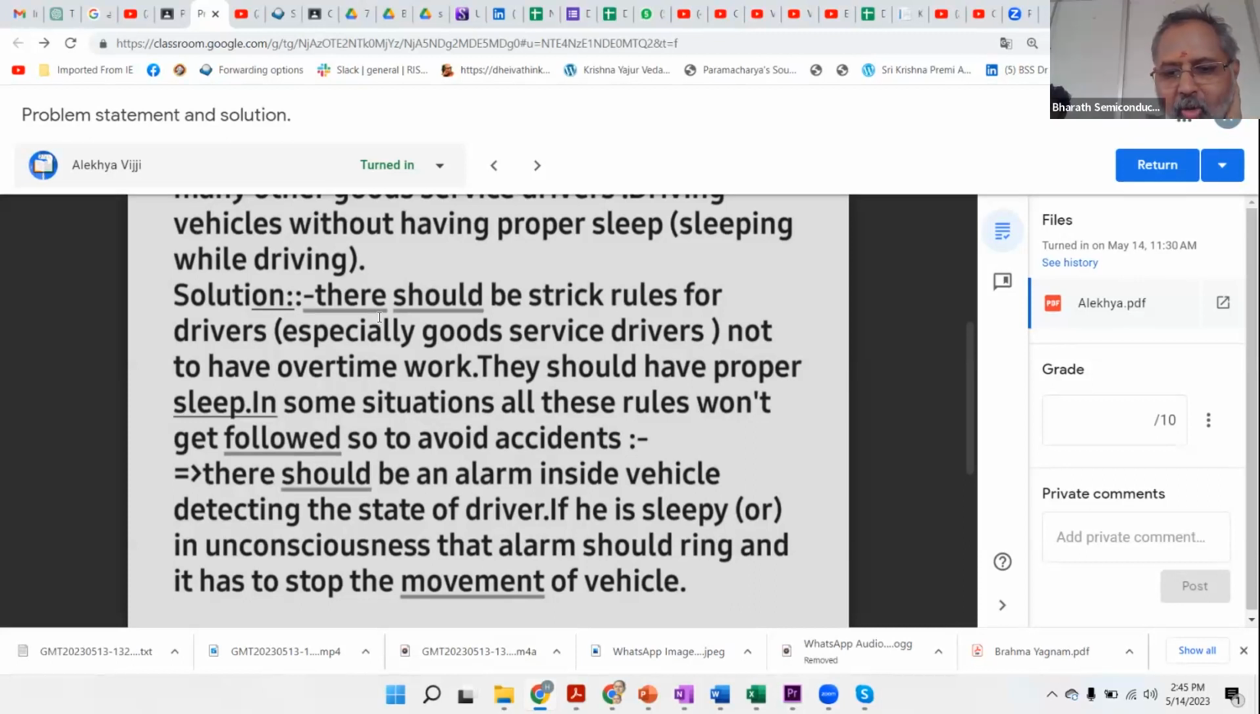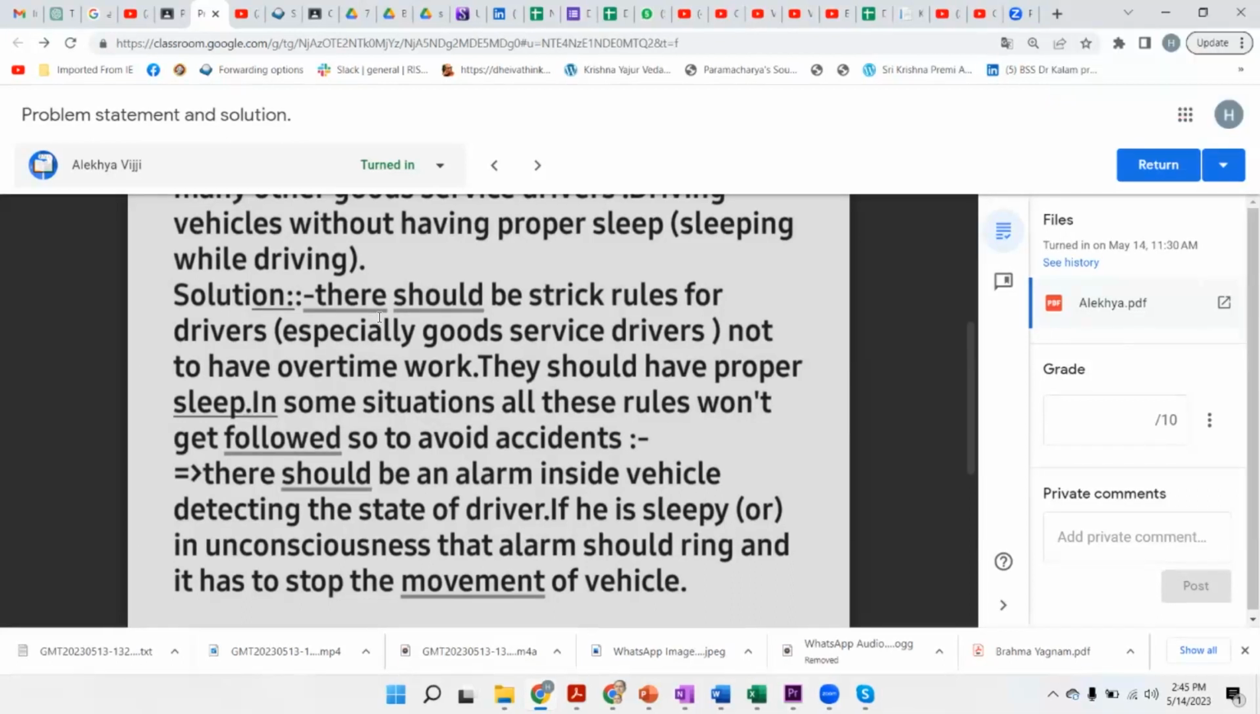How will you do that? A very good idea, I agree. But how will you detect that he's sleeping or not, and how do you stop the movement of the vehicle? Need a product, but how will you implement it? By using an infrared sensor to detect the vigilance of the driver. How will the sensor get the vigilance of the driver?